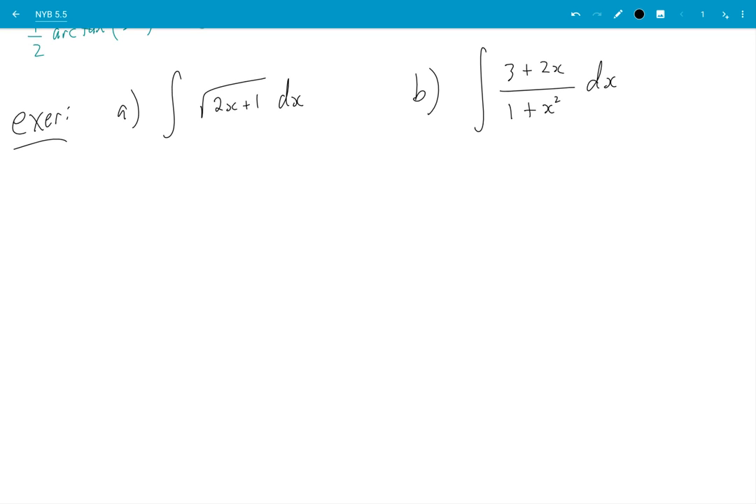Okay, what are the answers? Here for part A, what do we get? 1/3 (2x plus 1)^(3/2) plus C. And part B is tricky. The trick is to break it up.